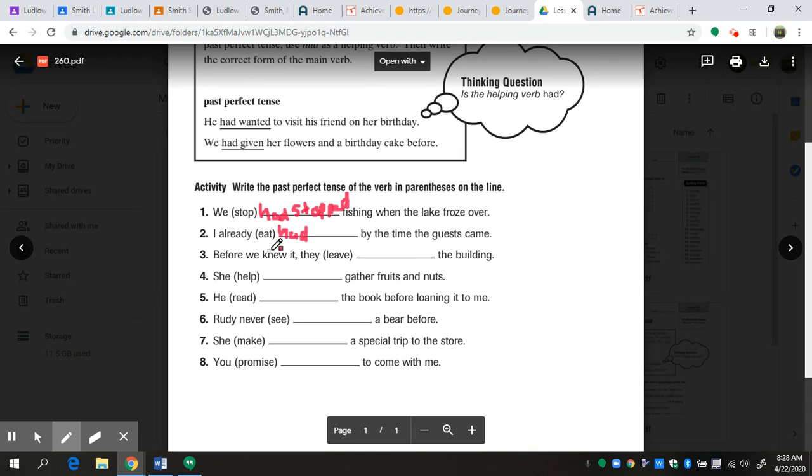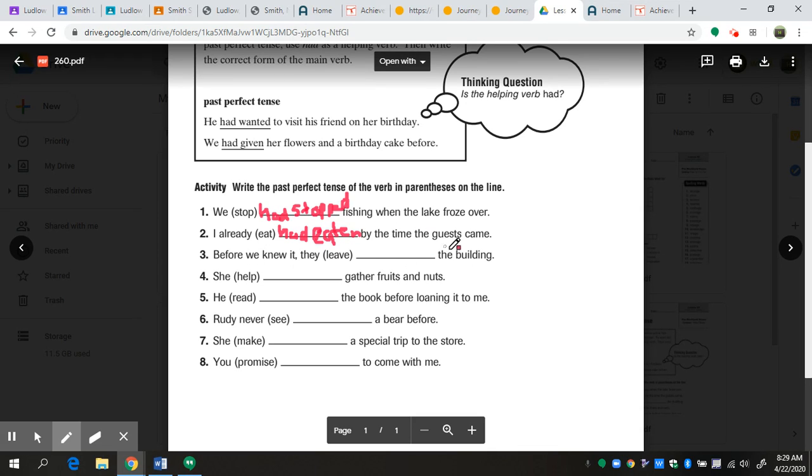Now, this is an irregular verb. When I'm talking about an irregular verb, I mean that in the past tense, it doesn't end in ed. We talked about this yesterday. Eat does not become eated. Therefore, when we're talking about the past perfect tense, we use a different form of eat, and that is eaten. That looks like cat, but you guys get the idea. Make this more of an E. Okay, I already had eaten by the time the guest came. If I said I already had ate by the time the guest came, it sounds somewhat okay. It wouldn't be 100% incorrect, but eaten sounds better.